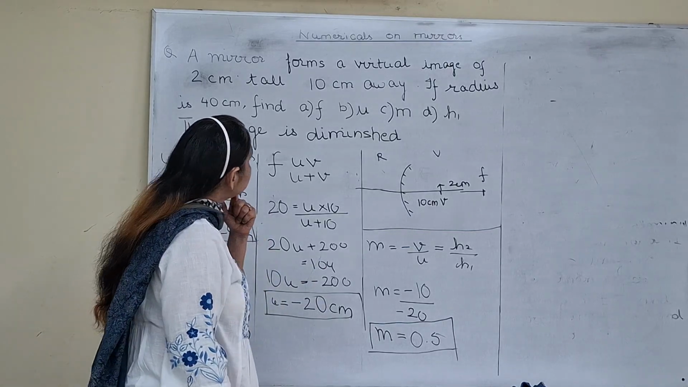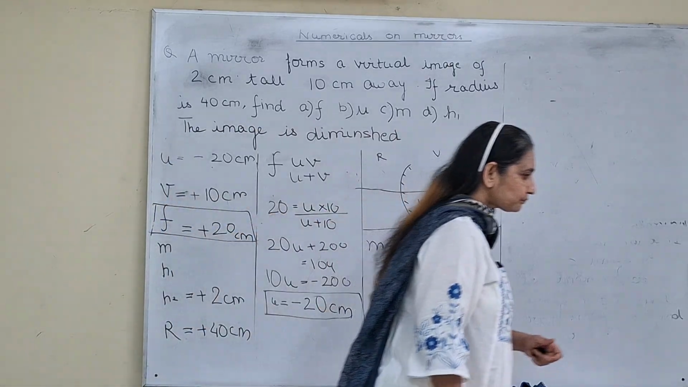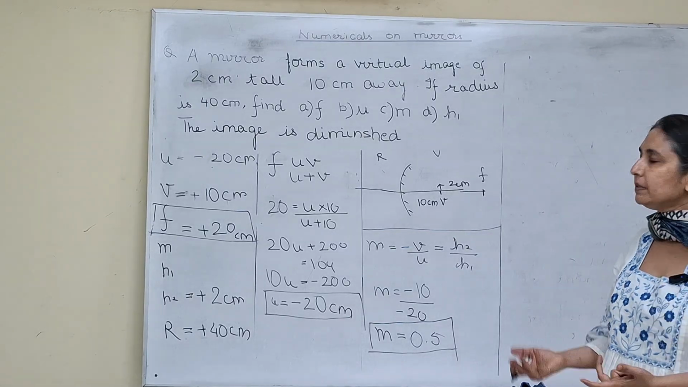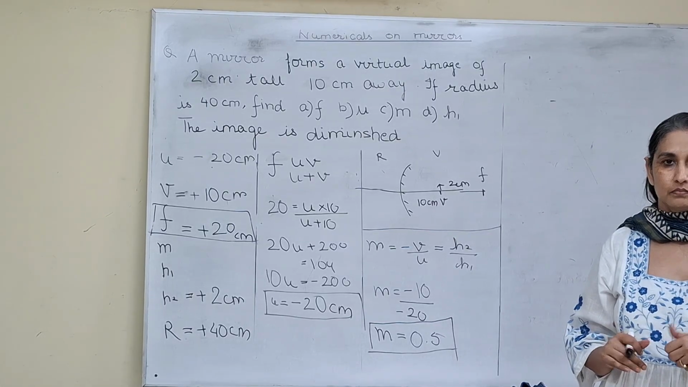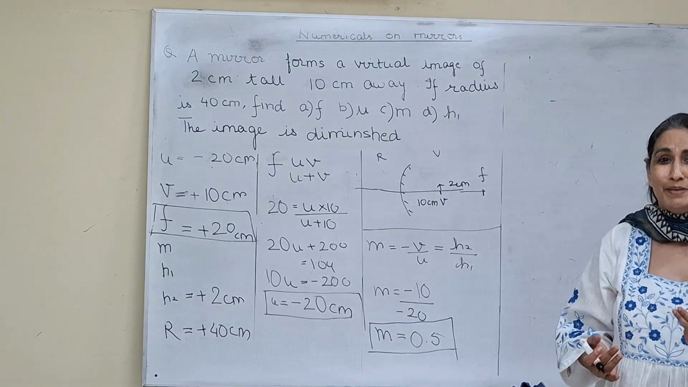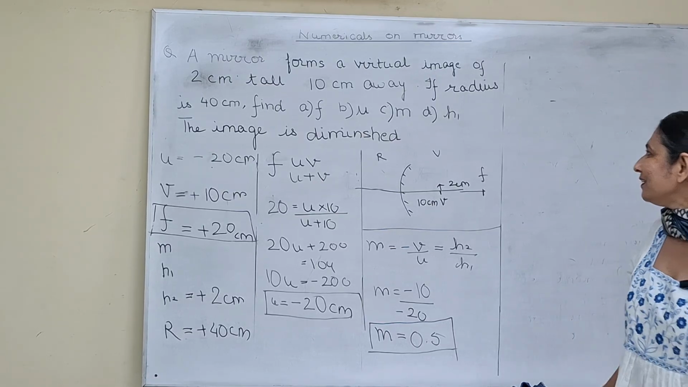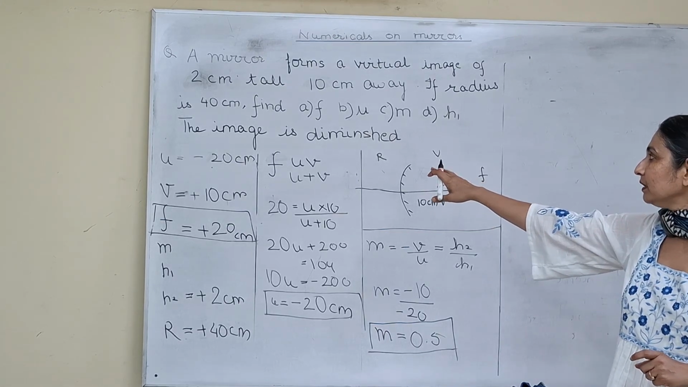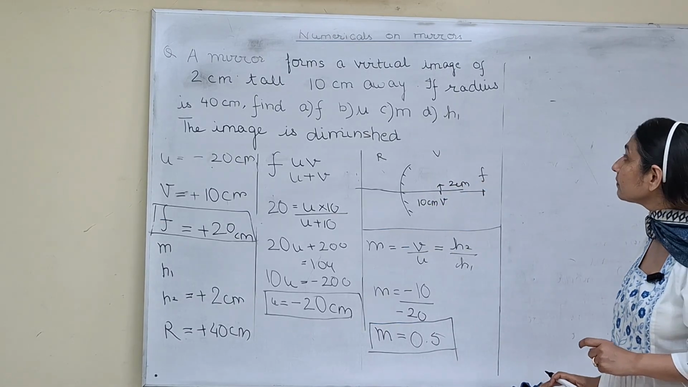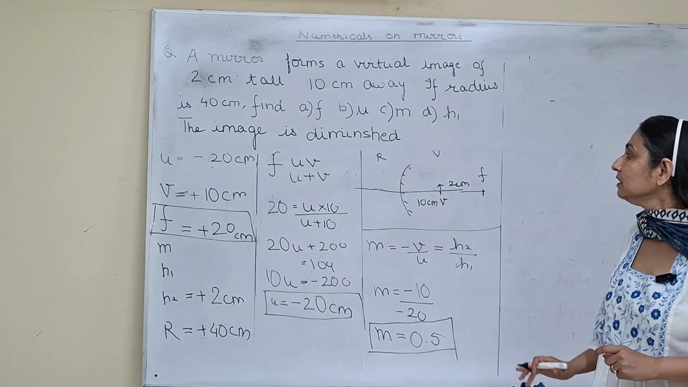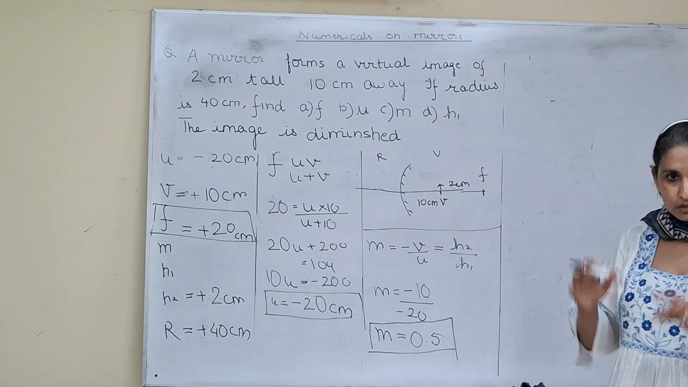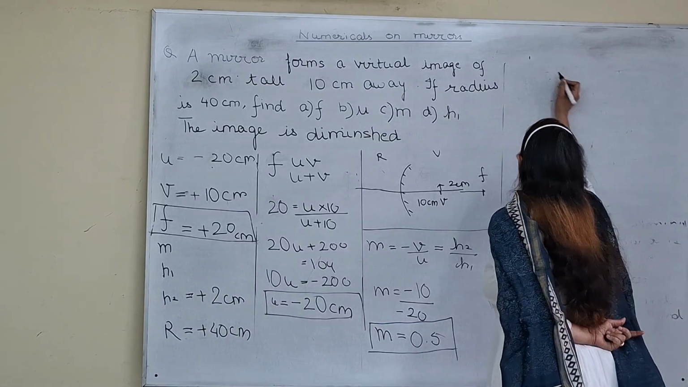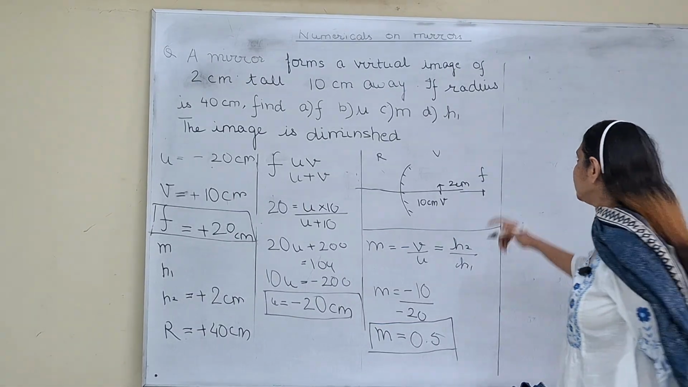Now what is left? H1, the object height. Okay, now is the object bigger? No, is the image bigger or smaller? Image is smaller, that means object will be bigger. So we should expect an answer of H1 that is more than the image, because the object is bigger than the image. So let me start from here. H2 and H1 have the same formula, so we'll just write it.